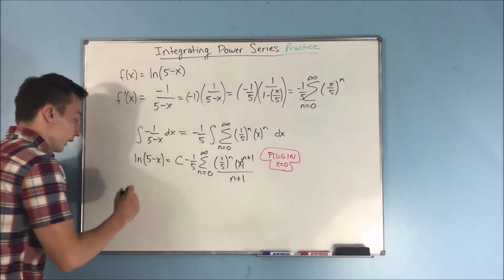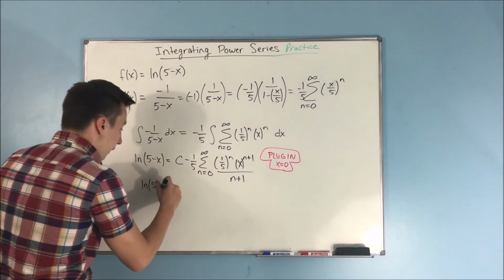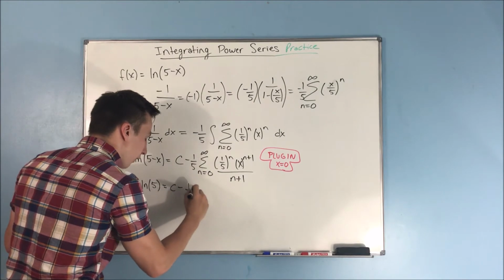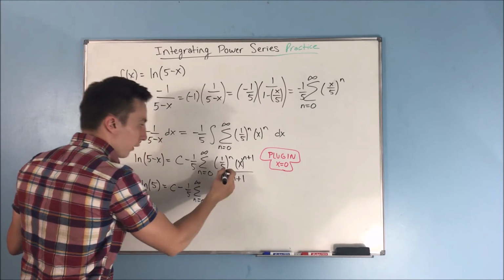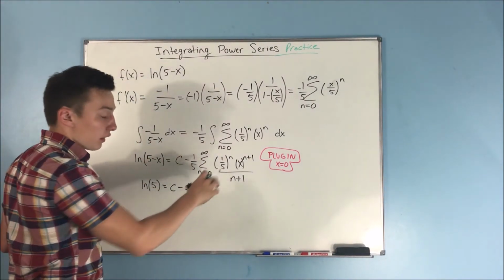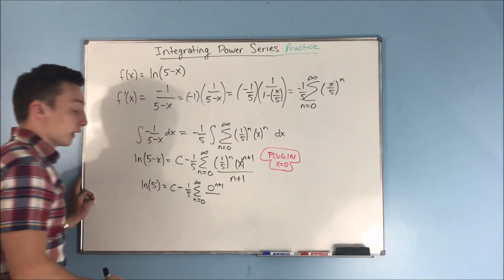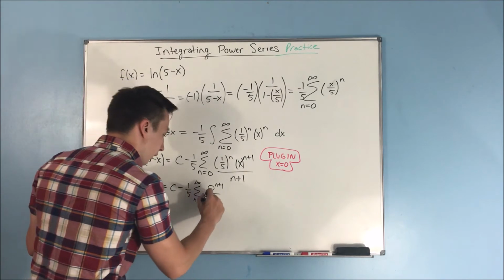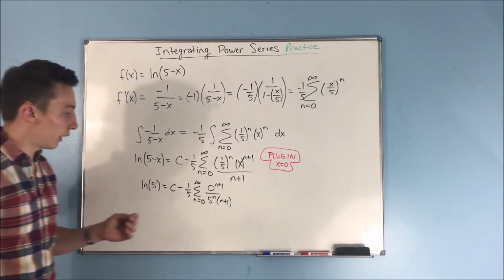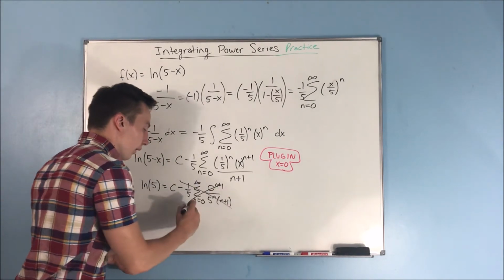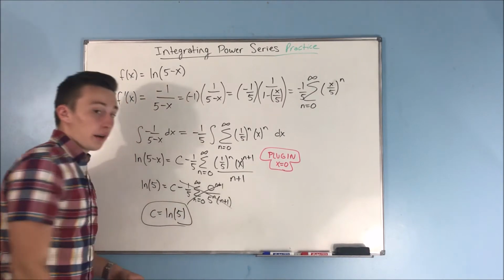When we plug in x equals 0, we're going to get that the natural log of 5 minus 0, 5, equals c minus 1/5 the sum from n equals 0 to infinity of a, well, we can write this as 5 to the n in the denominator, just to make our lives a little easier. You can already see here that this whole summation is going to go to 0 because we have a 0 to the n plus 1, times 5 to the n times n plus 1. So you can see that this is going to become 0, and that c is going to equal something that's not 0 finally. It's going to equal natural log of 5.